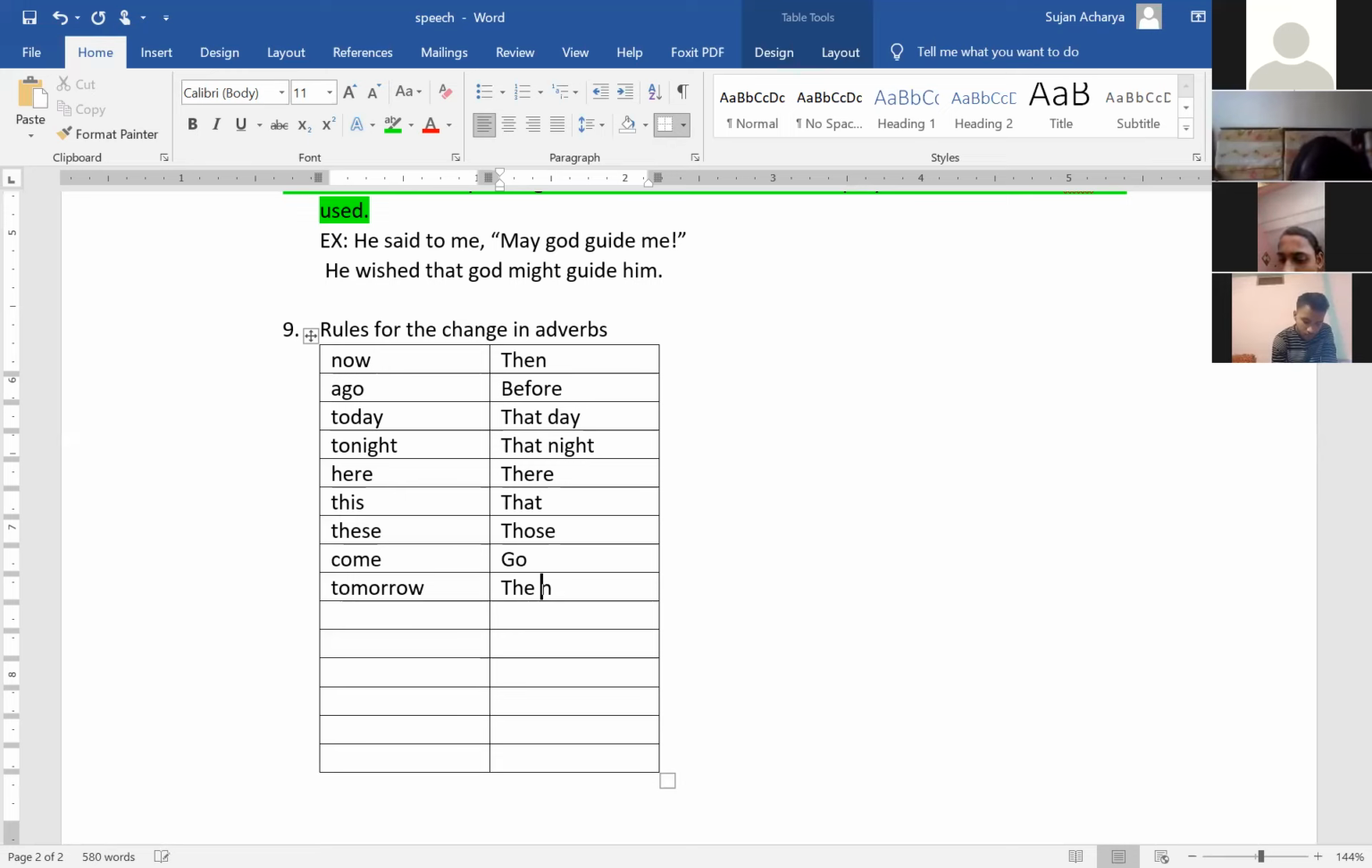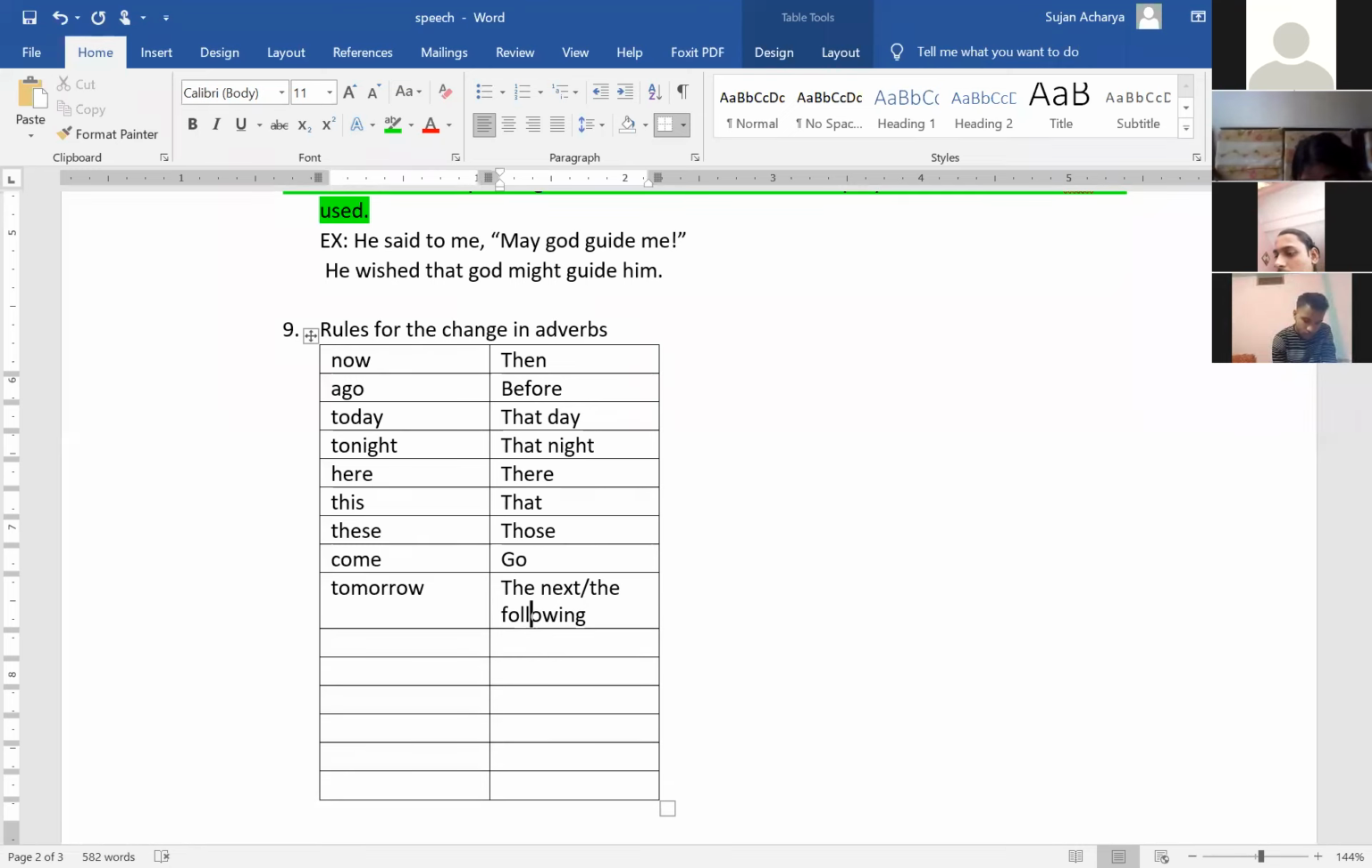Tomorrow, the next day or the following day. Day should be there, okay? The next day or the following day. Yesterday, the day before; next year, the following year, etcetera.